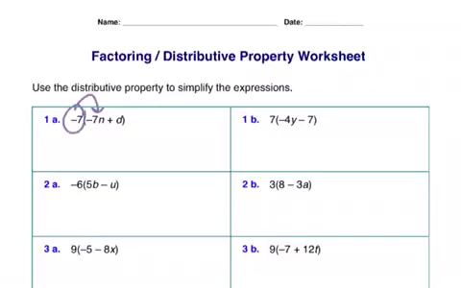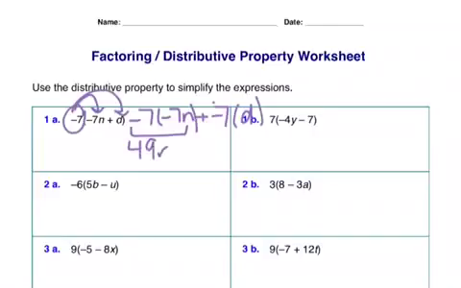-7 times -7n plus -7 times d. Okay, so I'm just going to simplify. So -7 times -7n would be a positive 49n, and then -7 times d would just be minus 7d.